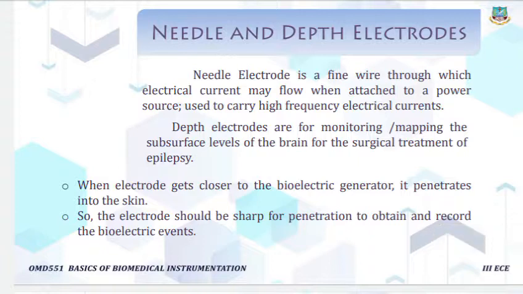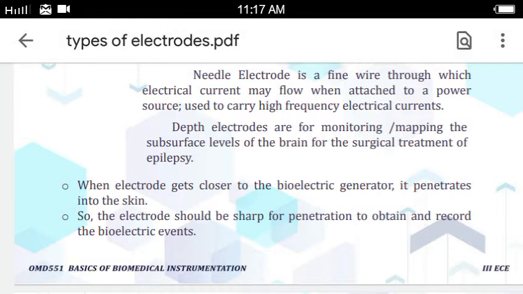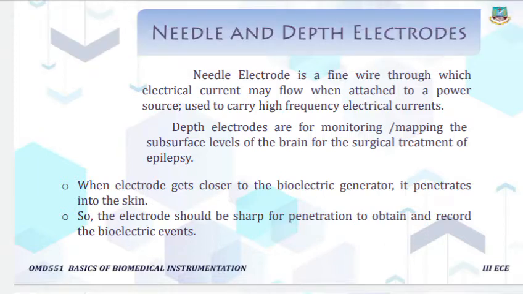Next, needle and depth electrodes. What are needle and depth electrodes? The needle electrode is a fine wire through which electrical current may flow when attached to a power source, used to carry high frequency electrical signals. The needle electrodes are used to record the peripheral nerve's action potential. It resembles a hypodermic needle.